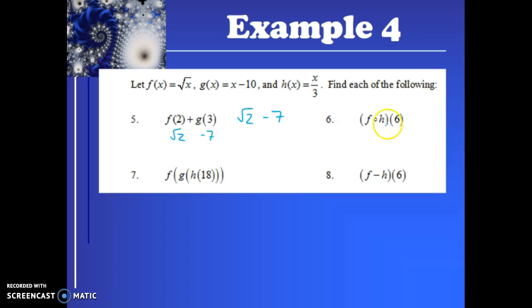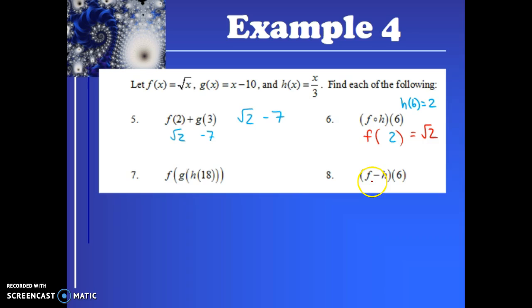For this one, I'm going to figure out what h of 6 is first. Come to the h equation, 6 divided by 3 is 2. And then I'm going to take that 2 and I'm going to plug it into the f equation. Again, order matters. I'm plugging into the right equation first and then into the left. F of 2 is just the square root of 2, and I got my answer.